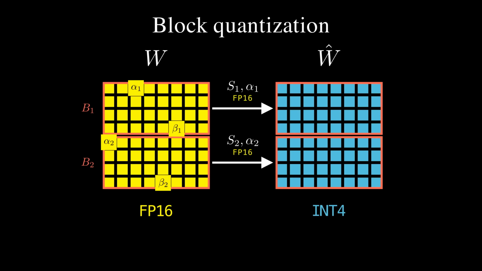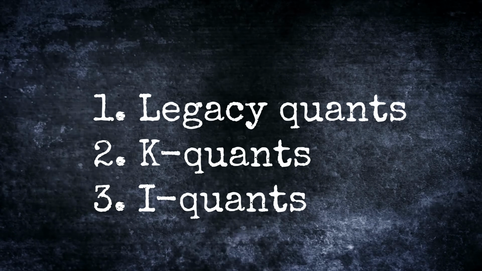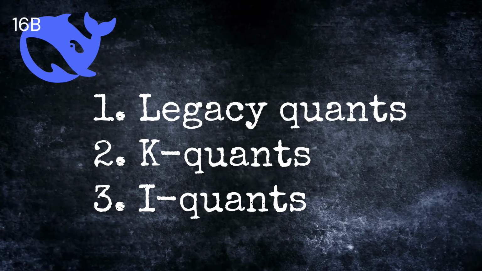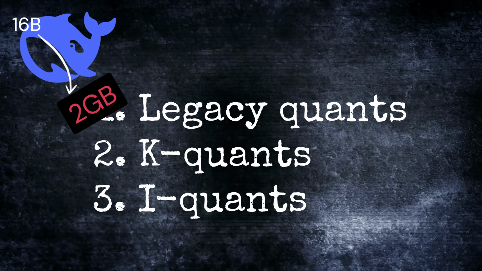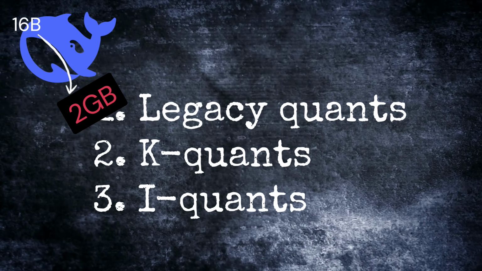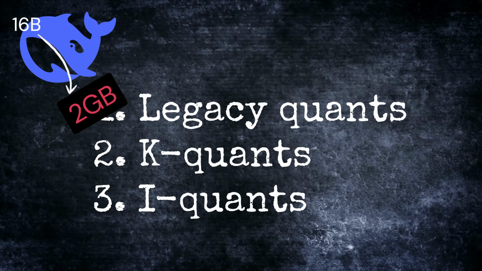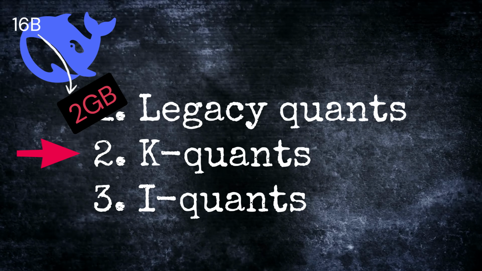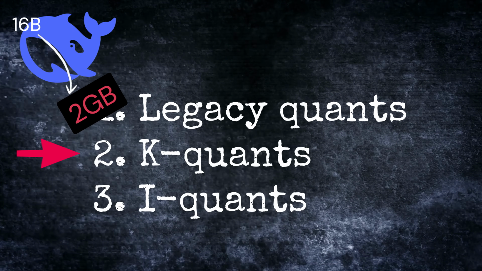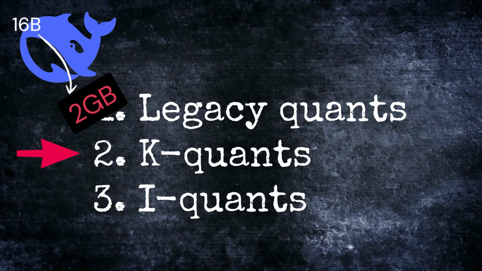The block size is like a knob. When you increase it, you save space by storing fewer quantization constants, but you lose granularity. For a block size of 32, a 16 billion parameter model would need about 2 gigabytes just to store the quantization constants on top of the quantized weights themselves. K-quants, the second generation of the llama.cpp quantization algorithm, reduces this overhead with a deceptively simple solution.